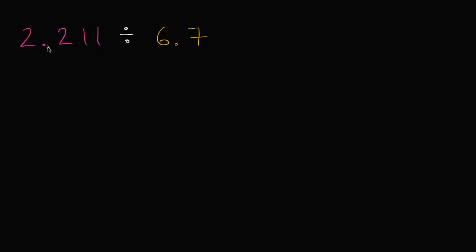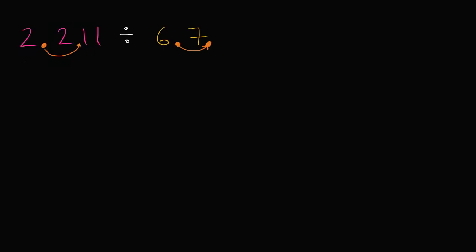Let's figure out what 2.211 divided by 6.7 is. The first thing I like to do is I don't like to divide by a decimal. So I'm going to multiply 6.7 by 10, which is essentially just taking this decimal and moving it one space to the right. Well, I can't just do that to the 6.7. I also have to do that to the 2.211, so let me move its decimal one space to the right.